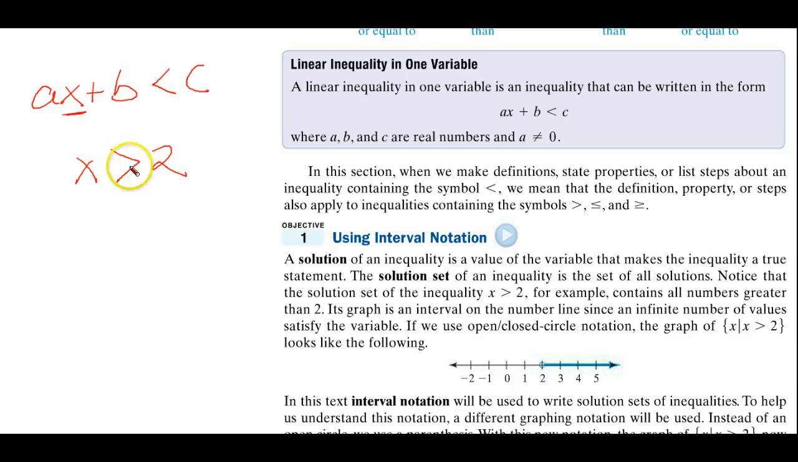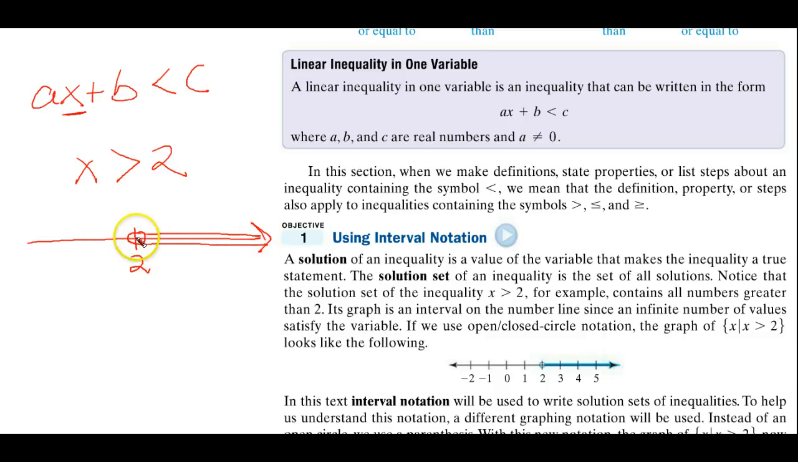how would you put that on a number line? Well, here's the number line. We're interested in 2. Now, we're saying that x is greater than 2, so 2 is not included in that set of numbers. In the old days, we used to put a little hollow circle around 2 and then darken the area to the right since it was greater. So we would graph it this way.